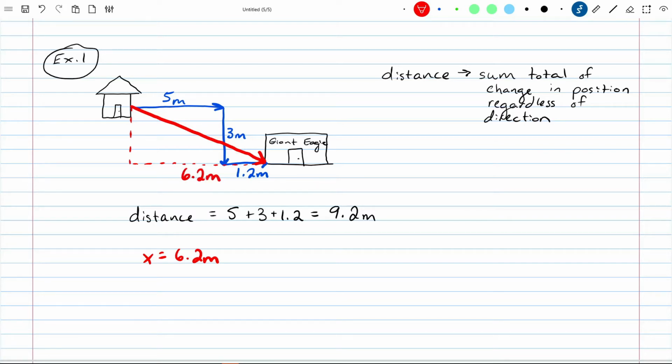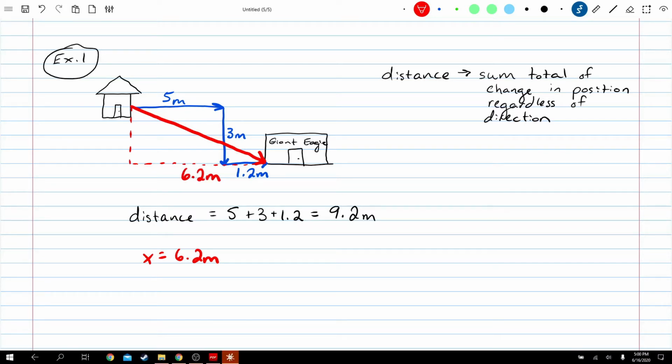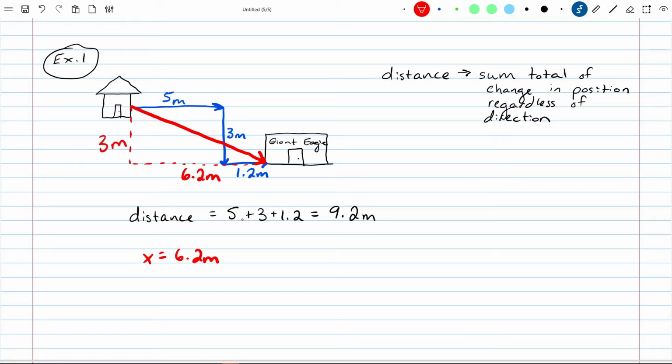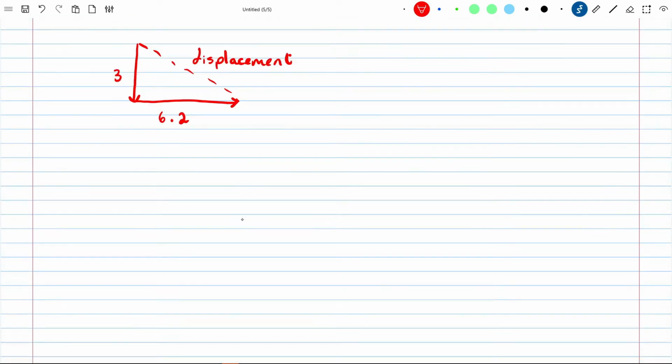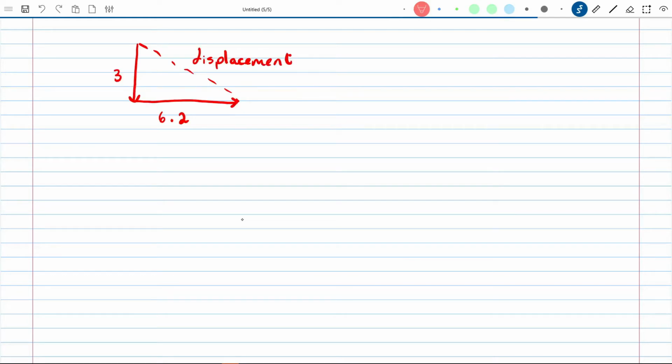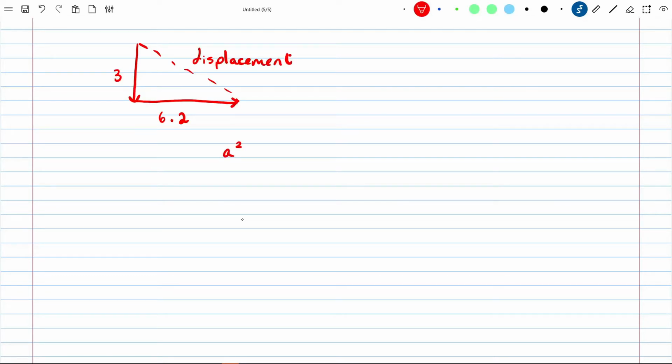And the total that she traveled south is still 3 meters. So now we have a new triangle to deal with, which I'm going to redraw down here. Now, to figure out Ruby's displacement, we're going to use our Pythagorean theorem. This is part of the reason that we started with our math review. So to find Ruby's displacement, we're going to need to use a squared plus b squared equals c squared.